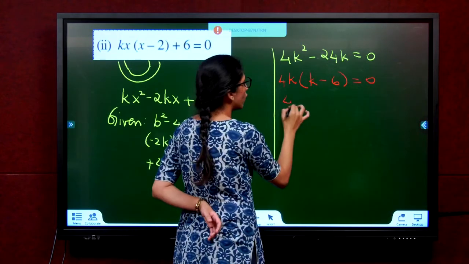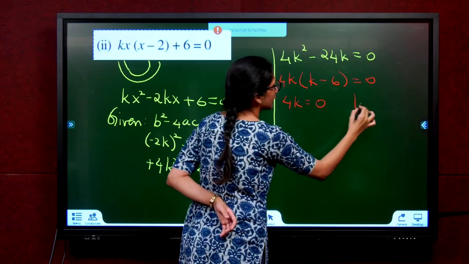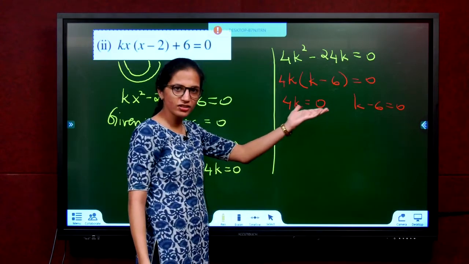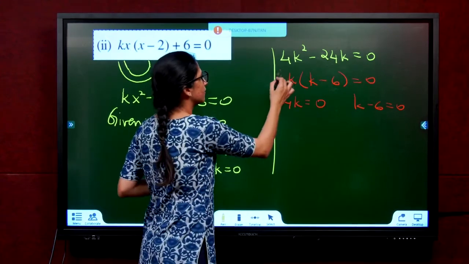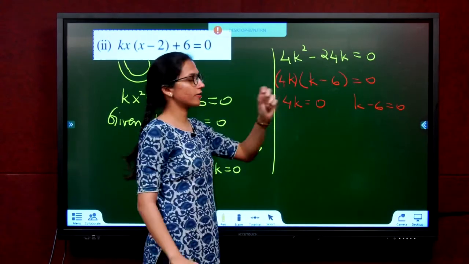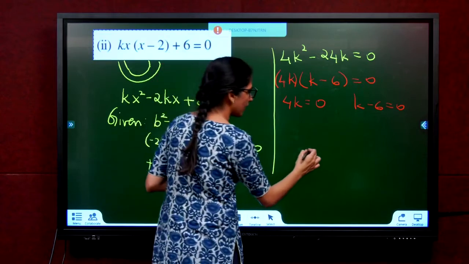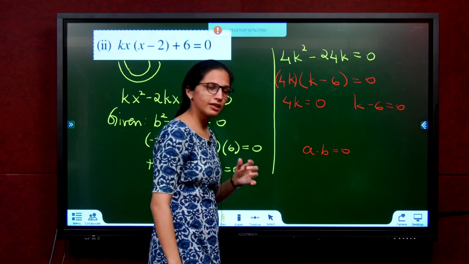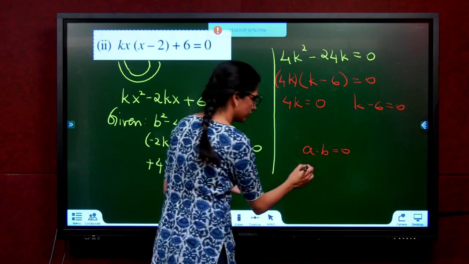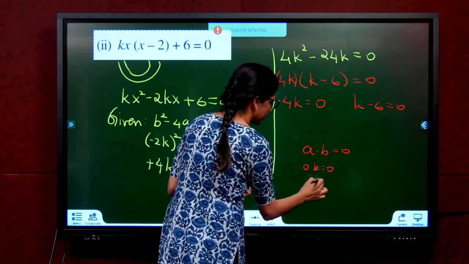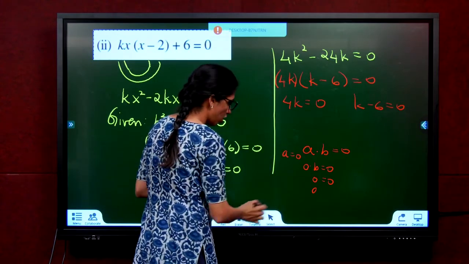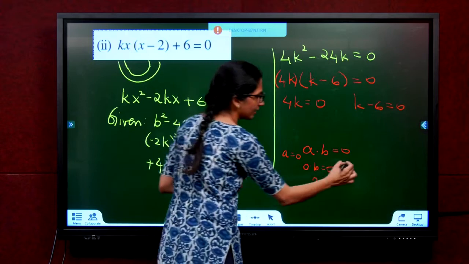Now, 4k is equal to 0, k minus 6 equals 0. How did I get this? Is this factorization? It's similar to that. See, this is one product, this is another product. How does that happen? I already explained in factorization. If a into b is 0, that means a can be 0: 0 into b, condition satisfied. So, you took a as 0. Or you can also take b as 0.